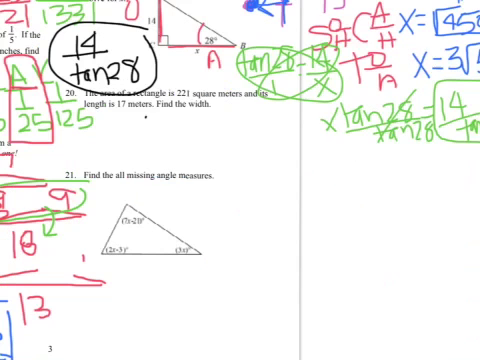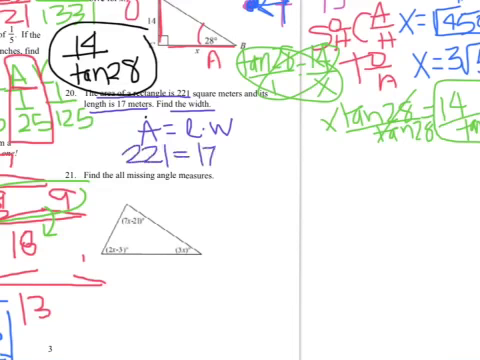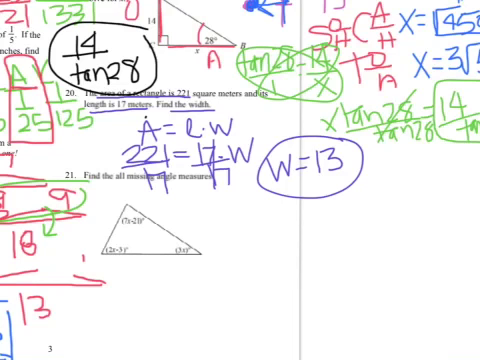In question 20, it says if the area of a rectangle is 221 square meters and its length is 17, find the width. Hopefully you know the area of a rectangle is length times width, or base times height. If the area is 221 and its length is 17, find the width. All you have to do is divide by 17, and you get that the width is 13.